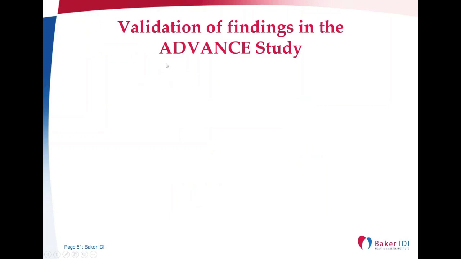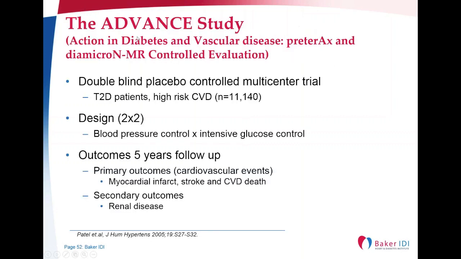Okay, so in the last couple of minutes, let me just talk about validation of these findings. Of course, with all of these biomarker discovery and modelling studies, it's quite important that we can validate findings on an independent cohort. And so we had another cohort from the ADVANCE study, which was a study looking at diabetes and the effect of either blood pressure control or intensive glucose control in diabetes.